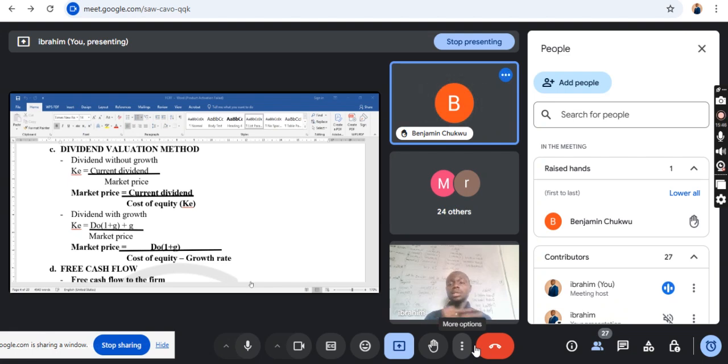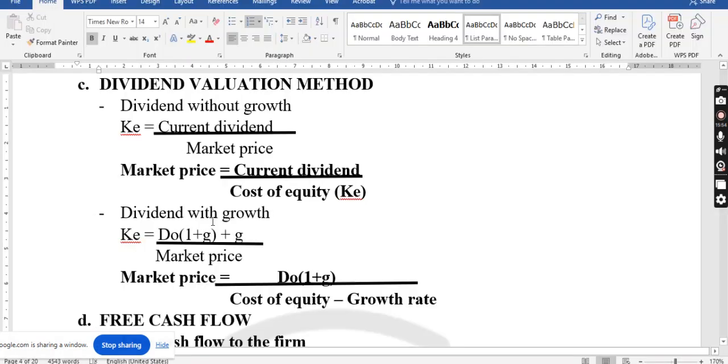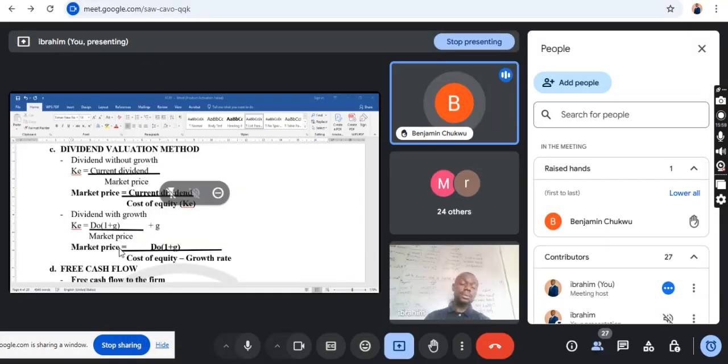No, no, plus g. Okay, you want to understand that. I'm supposed to separate it. It's supposed to be like this. Do you understand now? So after dividing everything, whatever we get, we now add our growth rate to it. Yes, thank you.